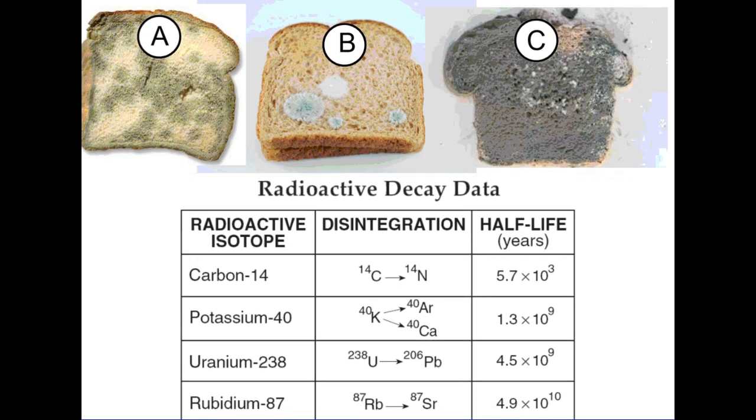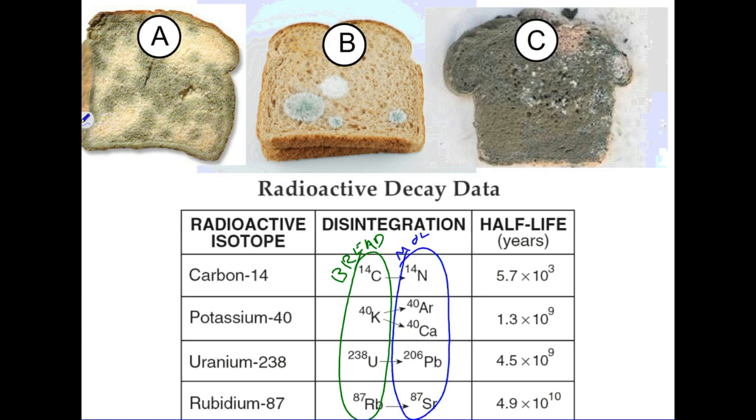You can look at this chart similar to that. Here's the material that's radioactive. This is kind of like the bread. And then we also have what it decays into. This is kind of like the mold in this analogy. The more of the original material that we have, the younger the material is. The more decayed material, the older it is.